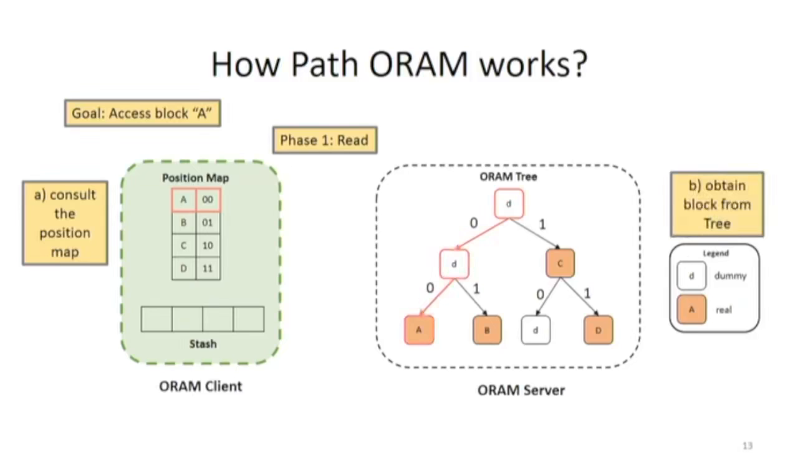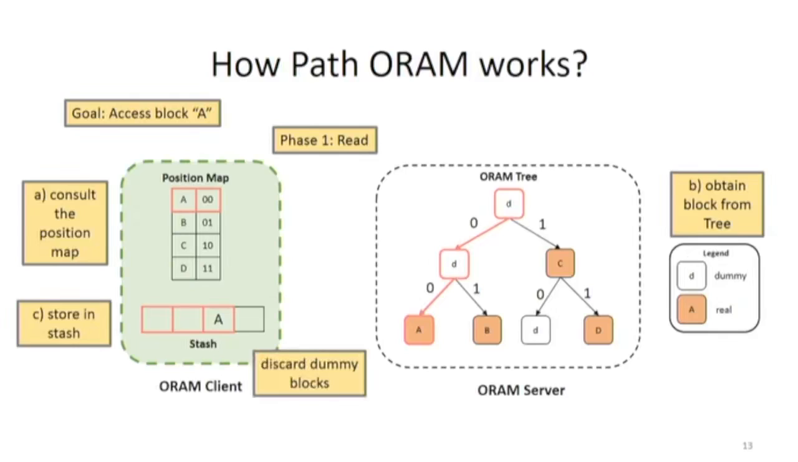Now you obtain the whole path 0, 0 and save it in the stash, which is again your trusted memory region. One thing to note here is that we've discarded the dummy blocks because we don't need those blocks. Those dummy blocks were just to fool the attacker.